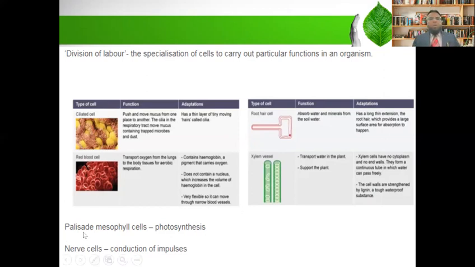Another special type of plant cell is palisade mesophyll. They are cylindrical and have a high number of chloroplasts, due to which they can perform photosynthesis very well. And another special type of animal cell is the nerve cell. The function of the nerve cell is to conduct impulses, meaning electrochemical messages are transferred by the nerve cells. So these are some special types of plant and animal cells.